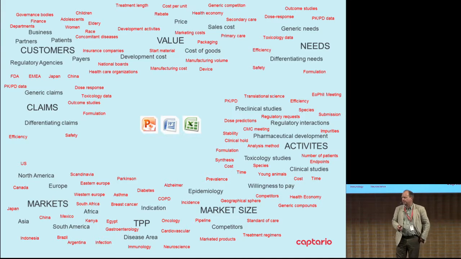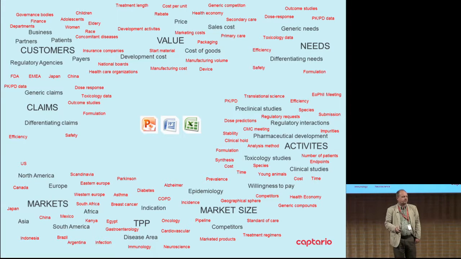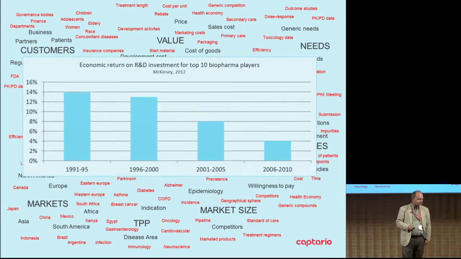This is not new, but the economics of drug development has changed over the years. For example, the return on investment has gone from 14% 20 years ago to 4% now, and that leaves less room for error.